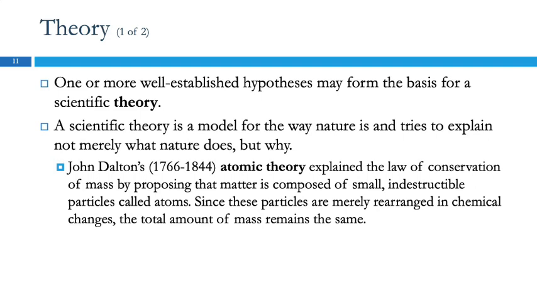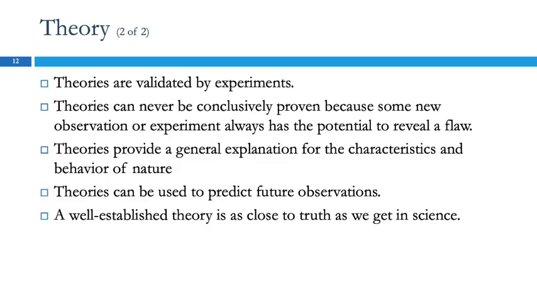So after Lavoisier, John Dalton came up with the atomic theory after a lot of experimentation and hypothesizing. The atomic theory explains the law of conservation of mass by proposing that matter is composed of small indestructible particles called atoms. In a chemical reaction, you're just rearranging the atoms. None of them disappear, no new ones come, so of course the amount of mass is staying the same. So the theory explains the law. Theories are also validated by experiments.